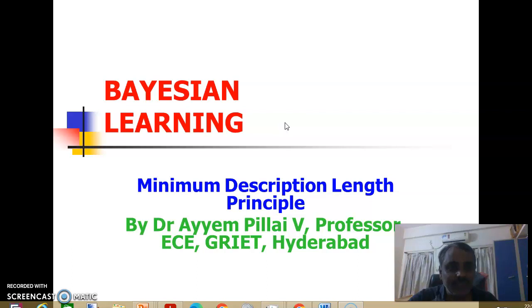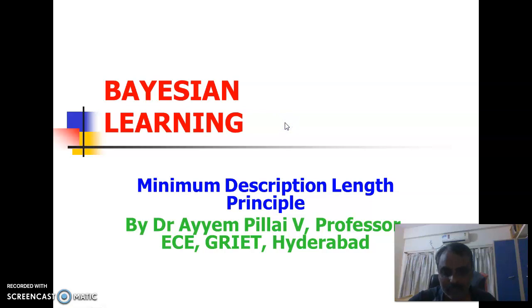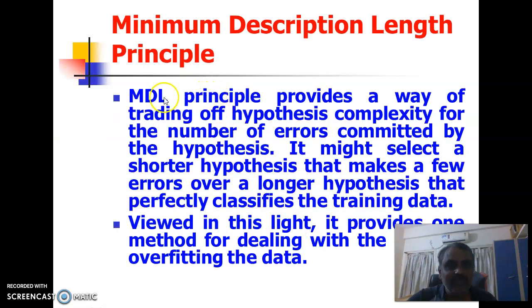In this video, as part of Bayesian learning, we will study a minimum description length principle. Minimum description length, shortly called the MDL principle, involves a way of trading off hypothesis complexity for the number of errors committed by the hypothesis. We are always interested in having less hypothesis complexity.